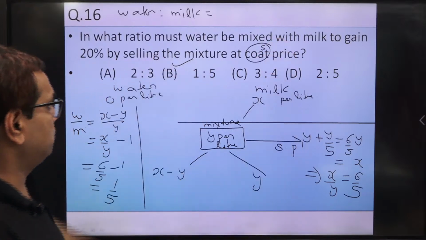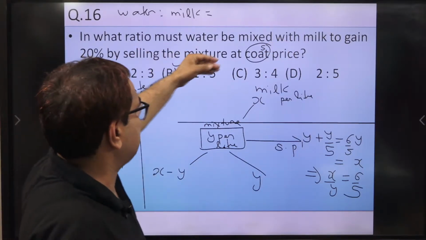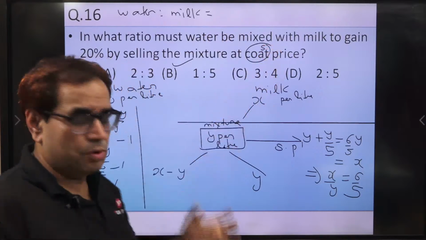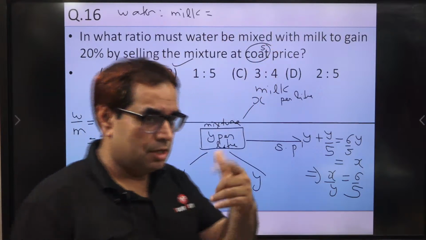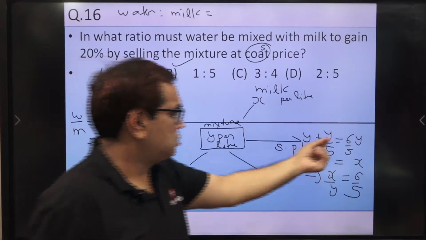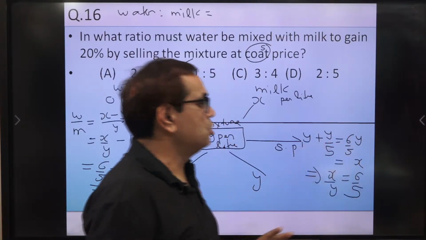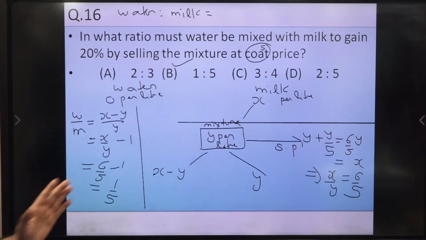So if they say that selling the mixture at half of the cost price, suppose this is the question, half of the cost price, then what we have to do? This quantity is equal to x upon 2 in that case. Okay, half of the cost price.